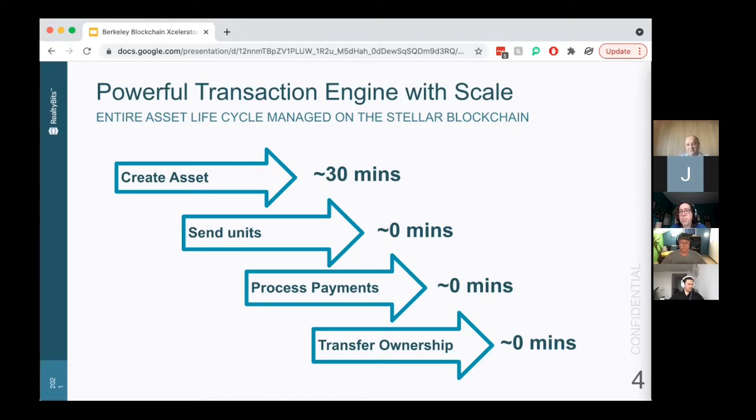And transferring of ownership. When I make a $100,000 investment into a $10 million offering, my ownership gets confirmed instantly once I submit my payment, which is also instant. So the speed and the efficiency is something that's revolutionary in this market that we're attacking.